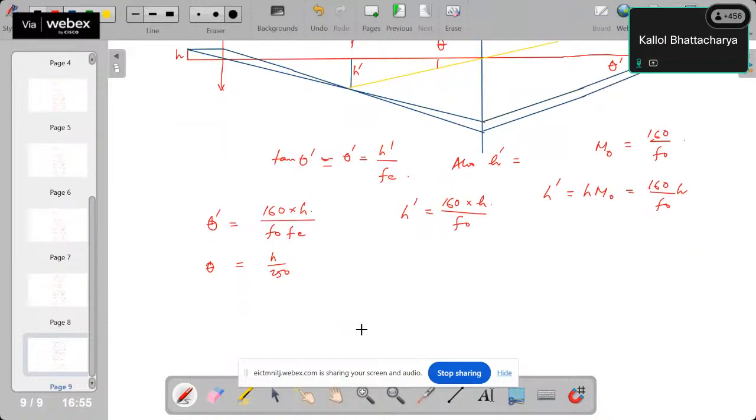So what is your angular magnification? Your angular magnification M theta is theta prime by theta, which is equal to 160 into H by FO into FE into 250 by H. H cancels out. You're left with 160 by FO into 250 by FE.